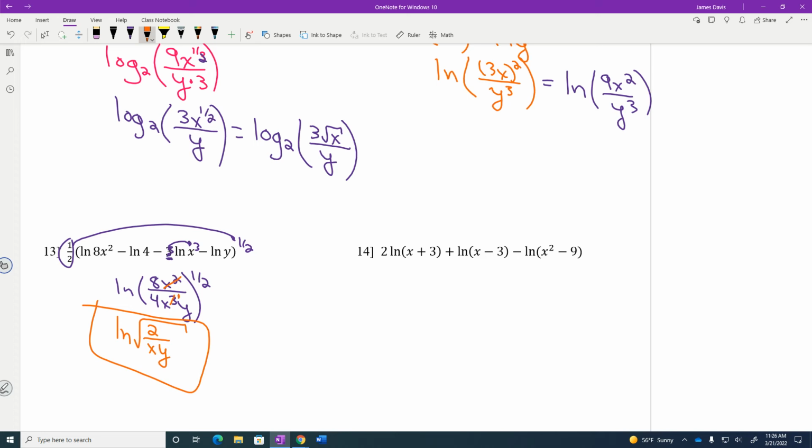So if you're a little confused on the simplifying, like I said, it's not always maybe as clear how far you should go. Do your best on that. We'll work through it. All right, last one here.